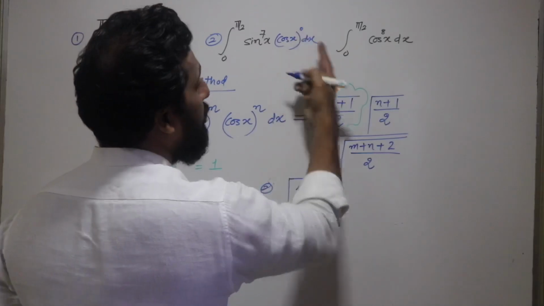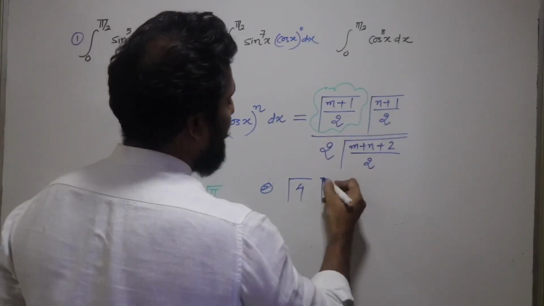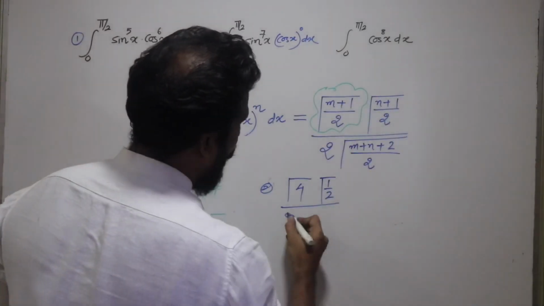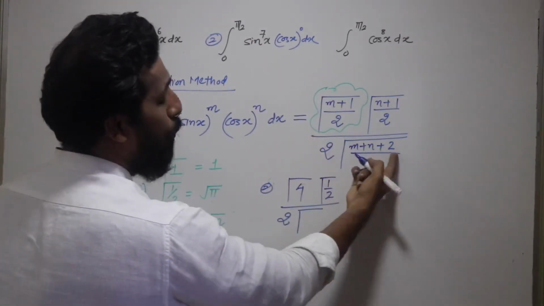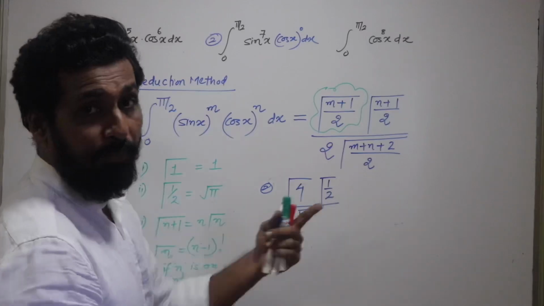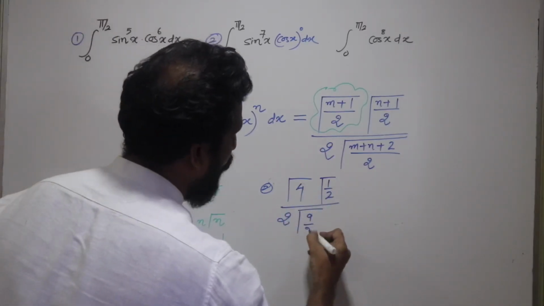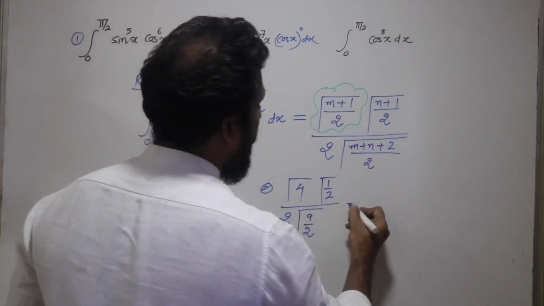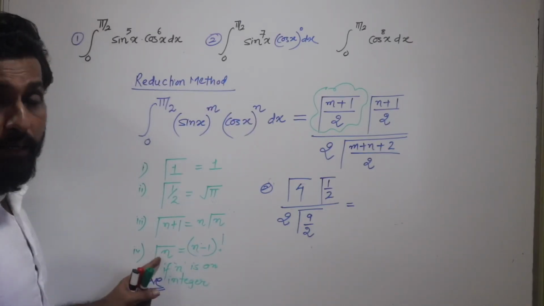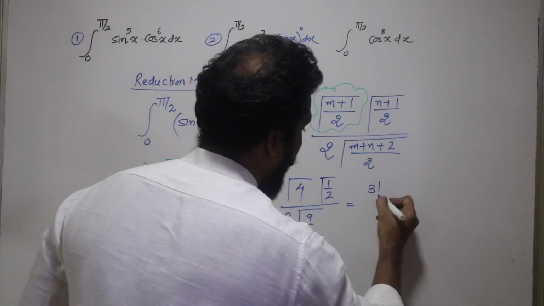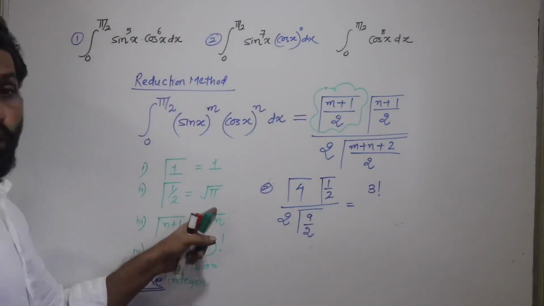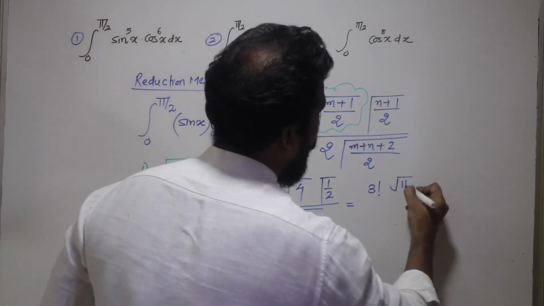Then n is 0, you put 0 plus 1, that's 1 upon 2, and then gamma of m plus n plus 2, that's 7 plus 0 plus 2, that becomes 9, so you get 9 upon 2, isn't it? So gamma 4, since it is an integer, you simply get n minus 1 factorial, that is 3 factorial. Gamma half, you know it is root pi, so let's write root pi.